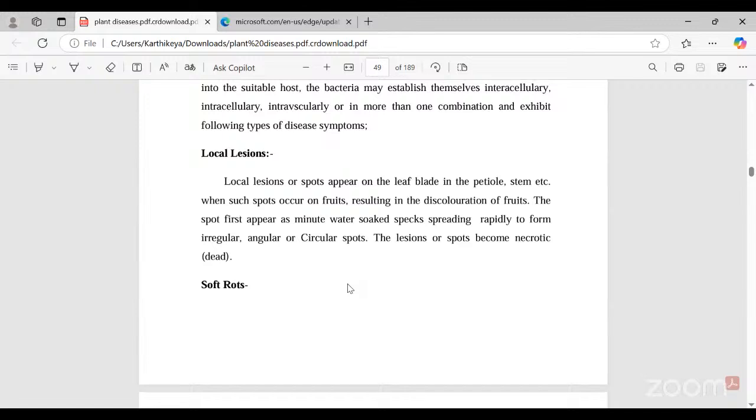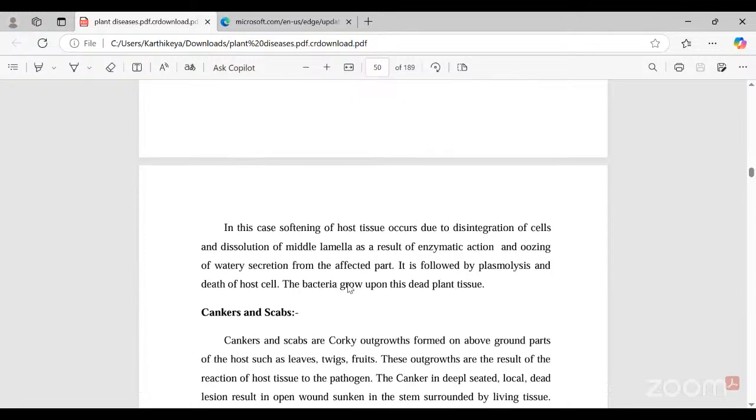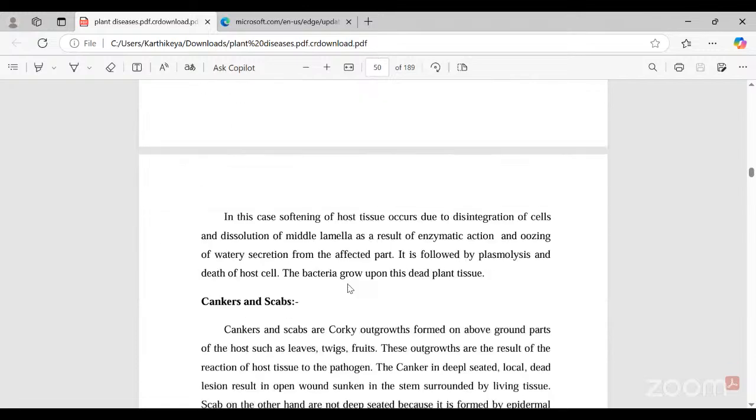Local lesions. Local lesions are spots appearing on the leaf blade, in the petiole, stem, etc. When such spots occur on fruits, they result in the discoloration of fruit. The spot first appears as minute water-soaked specks, spreading rapidly to form irregular, angular, or circular spots. The lesions or spots become necrotic, dead, and soft rots.